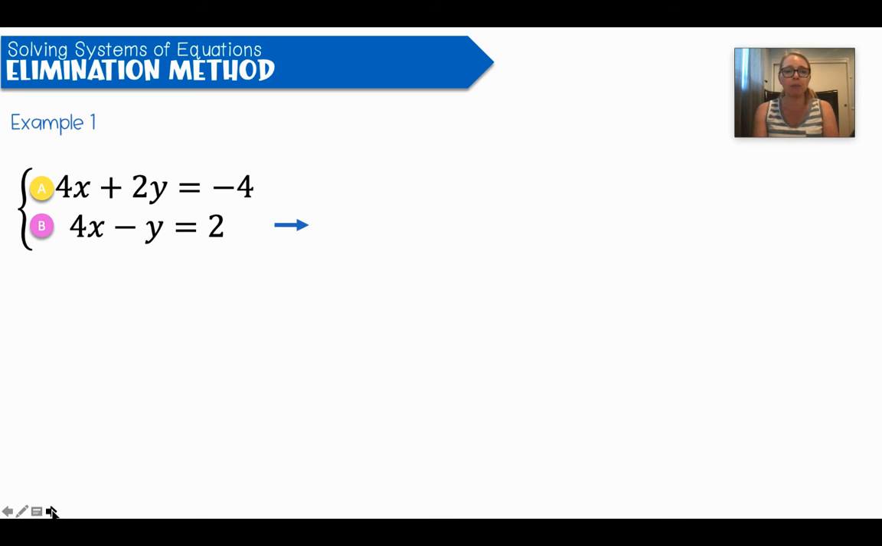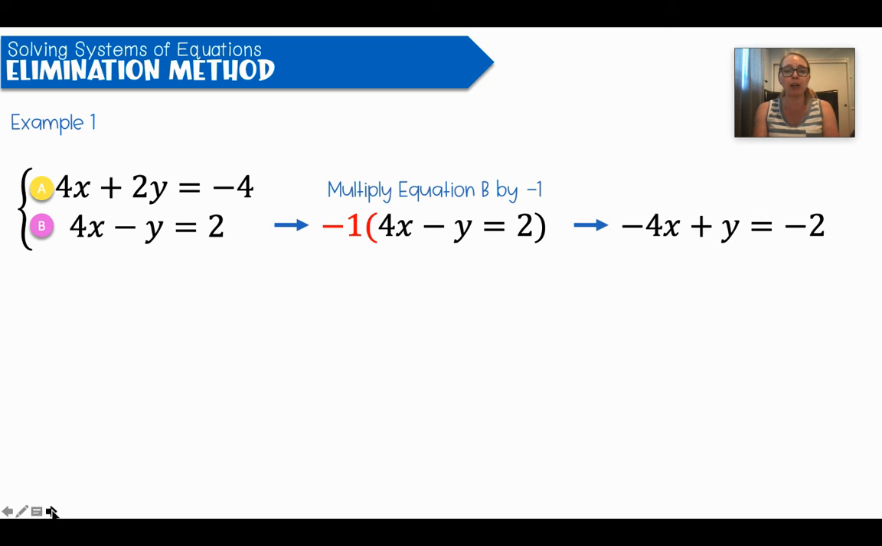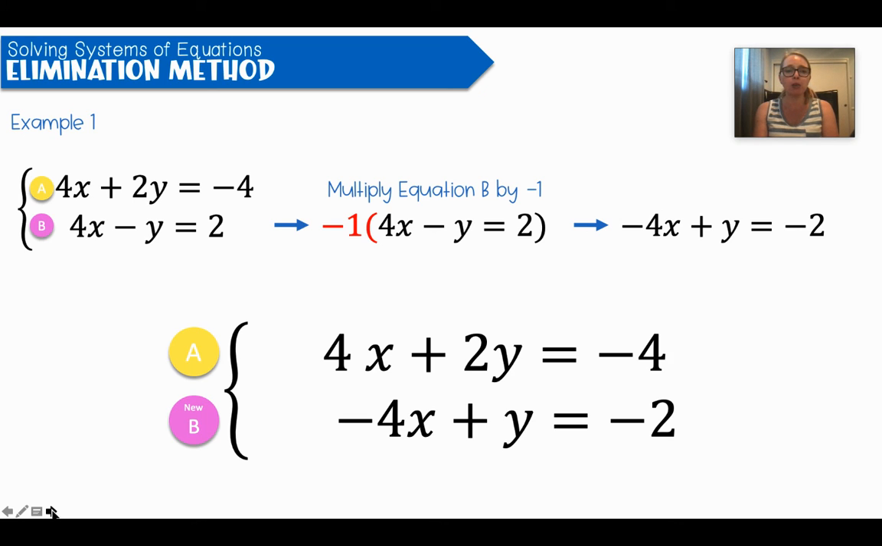So let's do that. I'm going to choose to multiply my bottom equation, equation B, by negative 1. Remember, you need to do this to the entire equation. It's like a giant distributive property. So negative 1 times 4x is negative 4x. Negative 1 times negative y is a plus y. And negative 1 times 2 is negative 2. All right, so here is the system with the original equation A. We didn't do anything to that one. And then our new equation B.